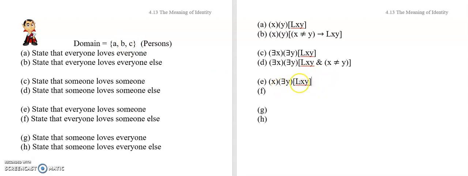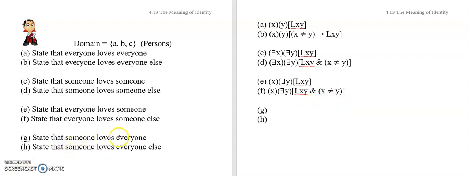So everyone loves someone. But suppose you wanted to say every person, A, B, and C, loves somebody other than themselves. How would you state that? Pause now. It's going to be very similar to our D here. It's going to be the universal quantifier, loves someone that's not themselves. This is how you would state it right here.